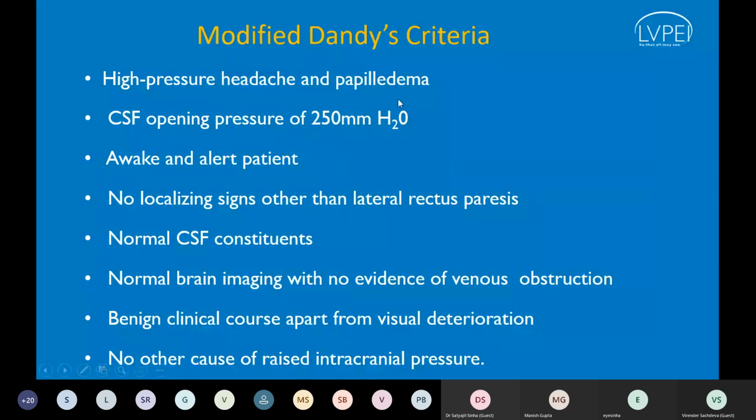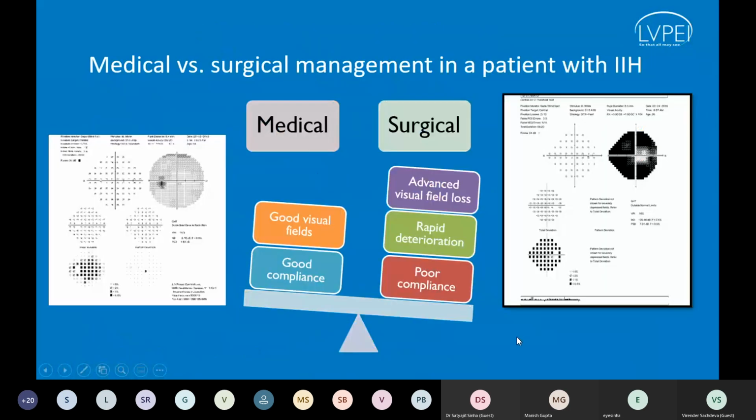What is important is that the patient is relatively normal, but there are signs of only headache and there is papilledema. CSF opening pressure is increased, that is more than 250 millimeters of water in the lateral decubitus position. Patient should be alert and awake. There are no localizing signs except for the cranial nerve palsies, that is lateral rectus palsy, which can be bilateral. And then there are normal CSF constituents, normal brain imaging with no evidence of venous obstruction. This is very important, otherwise you will miss the diagnosis. And there is a benign course except for visual deterioration.